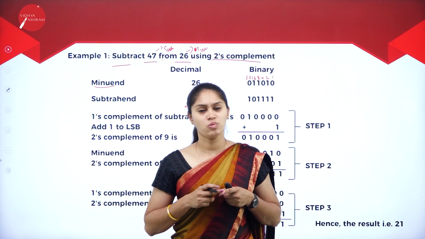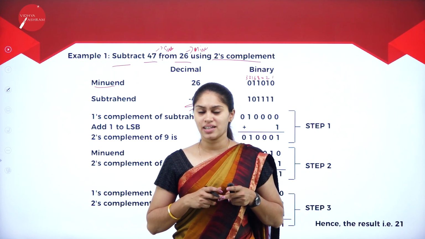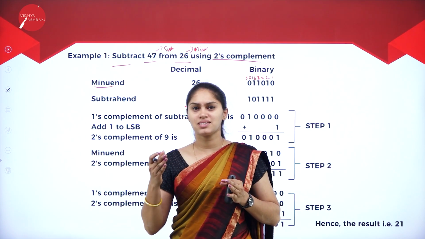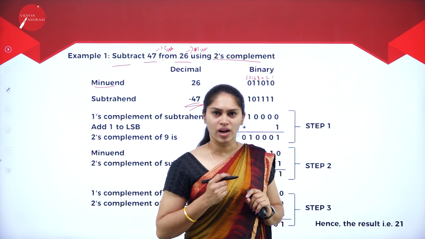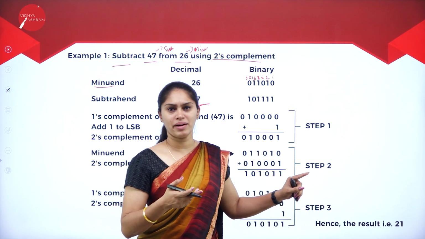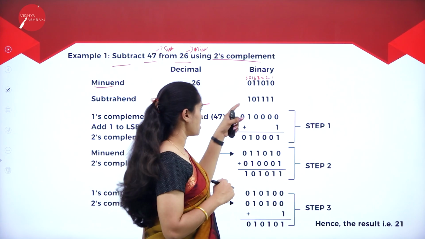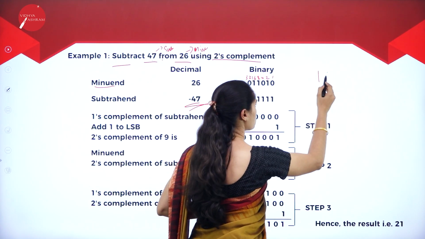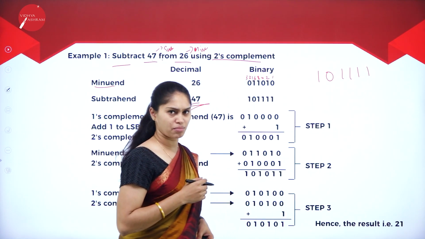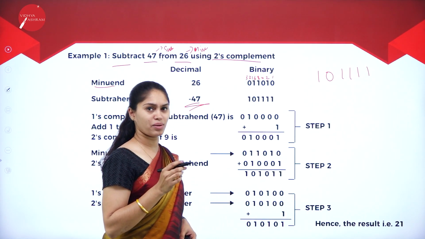First we have to write which is minuend and which is subtrahend, and you have to find the binary equivalent of the minuend as well as the subtrahend. That is step 1. After that, in step 1 itself, I have to find the 2's complement of the subtrahend. So what is the value of the subtrahend? That is 1, 0, 1, 1, 1, 1. This is the value of my subtrahend. I have to find the 2's complement of it.